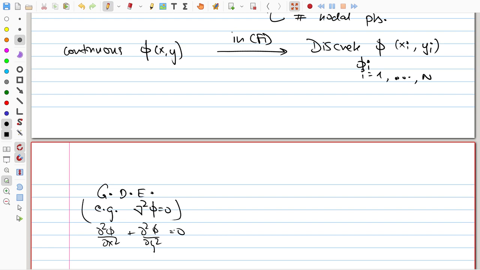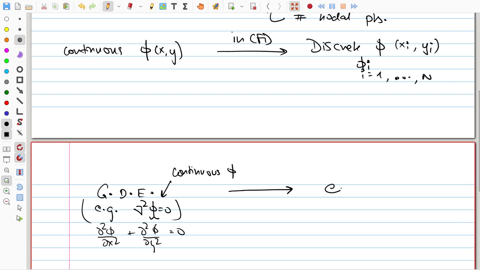Now, this equation, if I could solve it analytically, I would get phi continuous as a function of x and y, but that is something I cannot do. So I need a framework or a method which allows me to convert this governing differential equation, which is valid for continuous phi's, to some form where the unknowns are these phi i values.